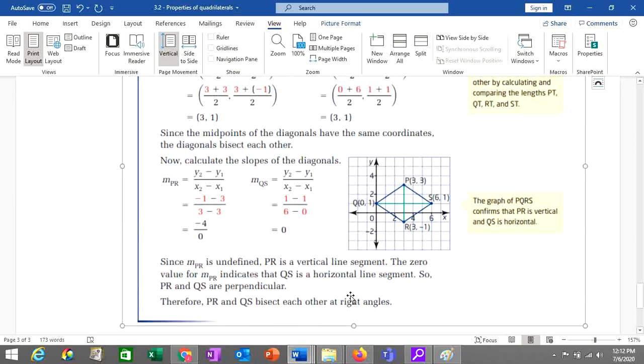Now we've proven that these two lines, QS and PR, intersect each other at 90 degrees, and their point of intersection is directly in the middle, so they bisect each other. So we can say in a statement, therefore PR and QS bisect each other at right angles.